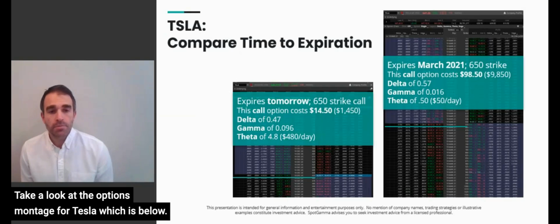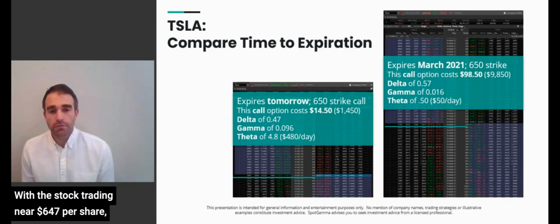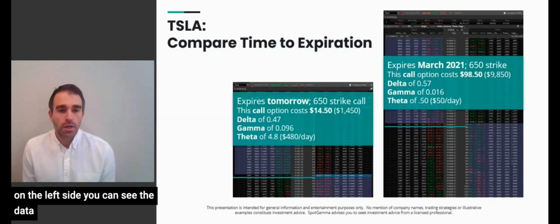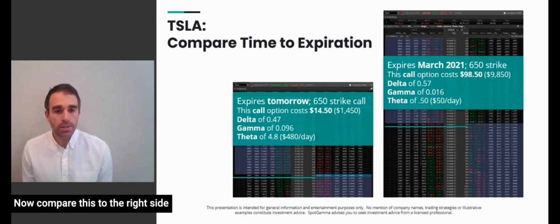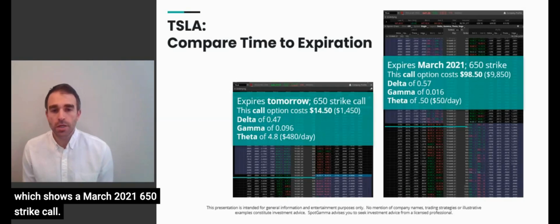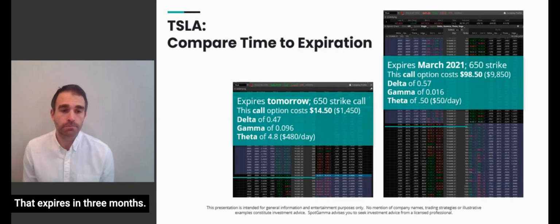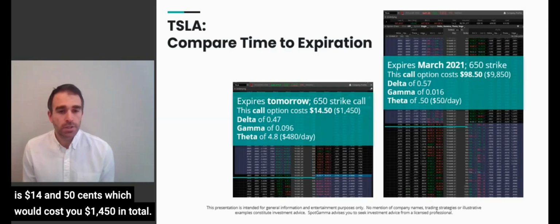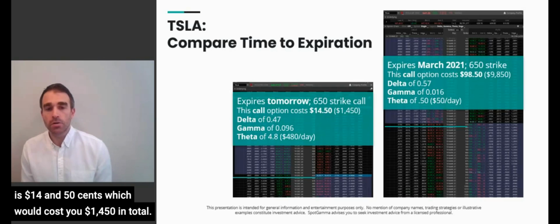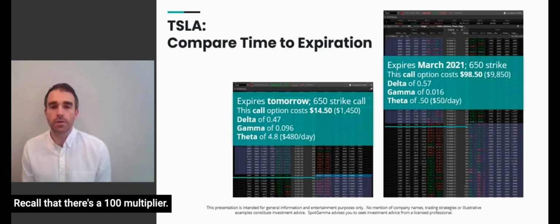Take a look at the options montage for Tesla, which is below. With the stock trading near $647 per share, on the left side you can see the data for the 650 strike call, which expires tomorrow. Now compare this to the right side, which shows a March 2021 650 strike call. That expires in 3 months. For tomorrow's expiration, the option's price is $14.50, which would cost you $1,450 in total. Recall that there's a 100 multiplier.